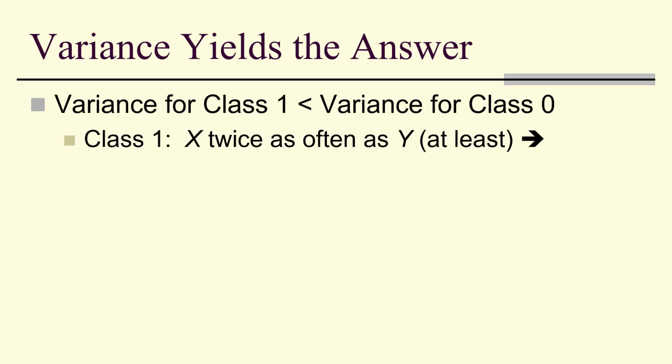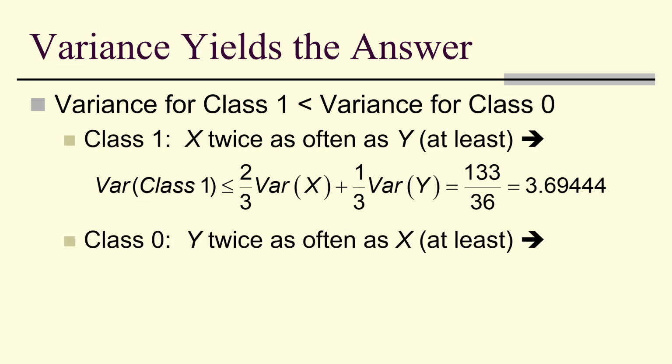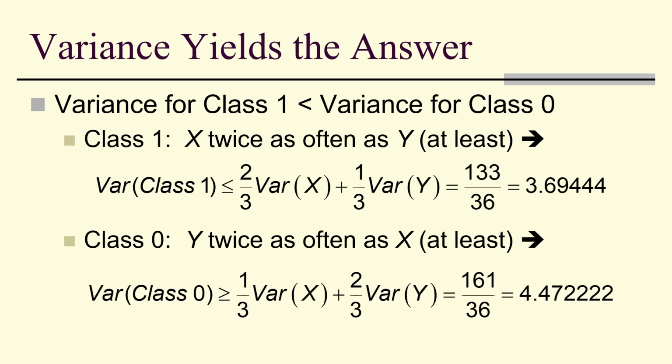Class 1, the green's used twice as often as the gray, the X twice as often as the Y. So the variance of class 1 is less than or equal to 2/3 variance of X plus 1/3 variance of Y. That's 3.69. Class 0, Y is used twice as often as X, at least. And therefore, we get that the variance of class 0 is 4.47 as a lower bound.